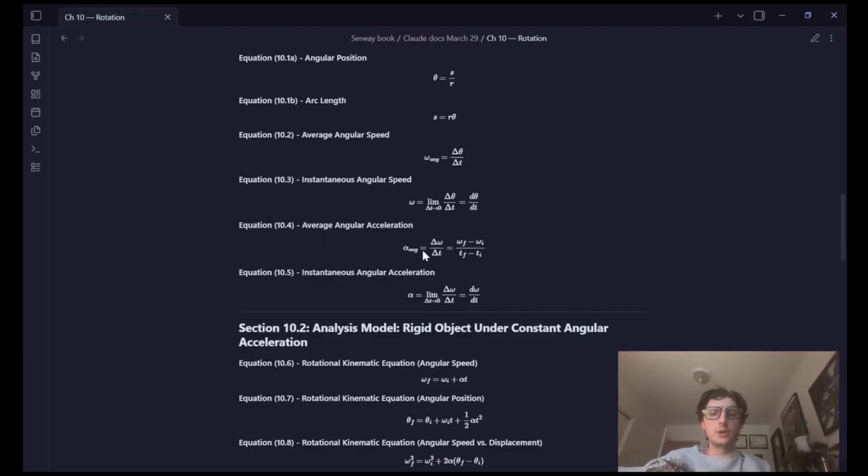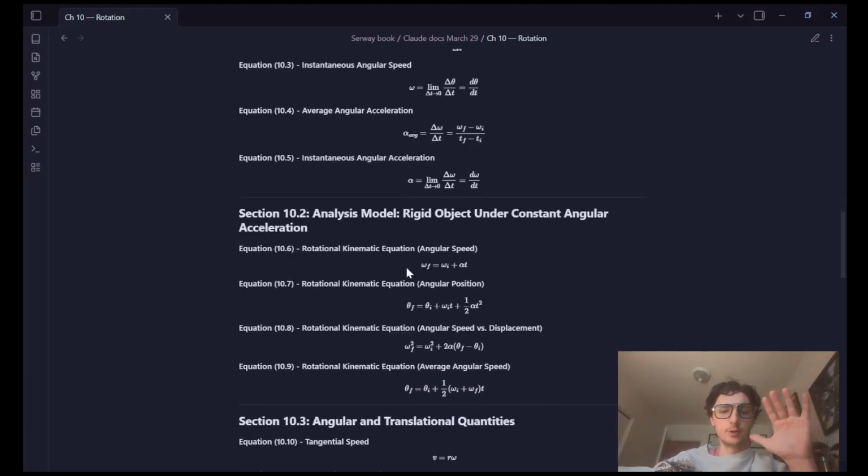Average angular acceleration. This is the same thing, analogous to what you learned before. Acceleration is equal to the change in velocity over time. Angular acceleration is equal to the change in angular velocity over time. Here is another interesting equation. If you have the final and the initial, and you have the final and the initial time, you can find the average angular acceleration over this time period. Instantaneous angular acceleration, another limit equation. Don't worry about limits right now.